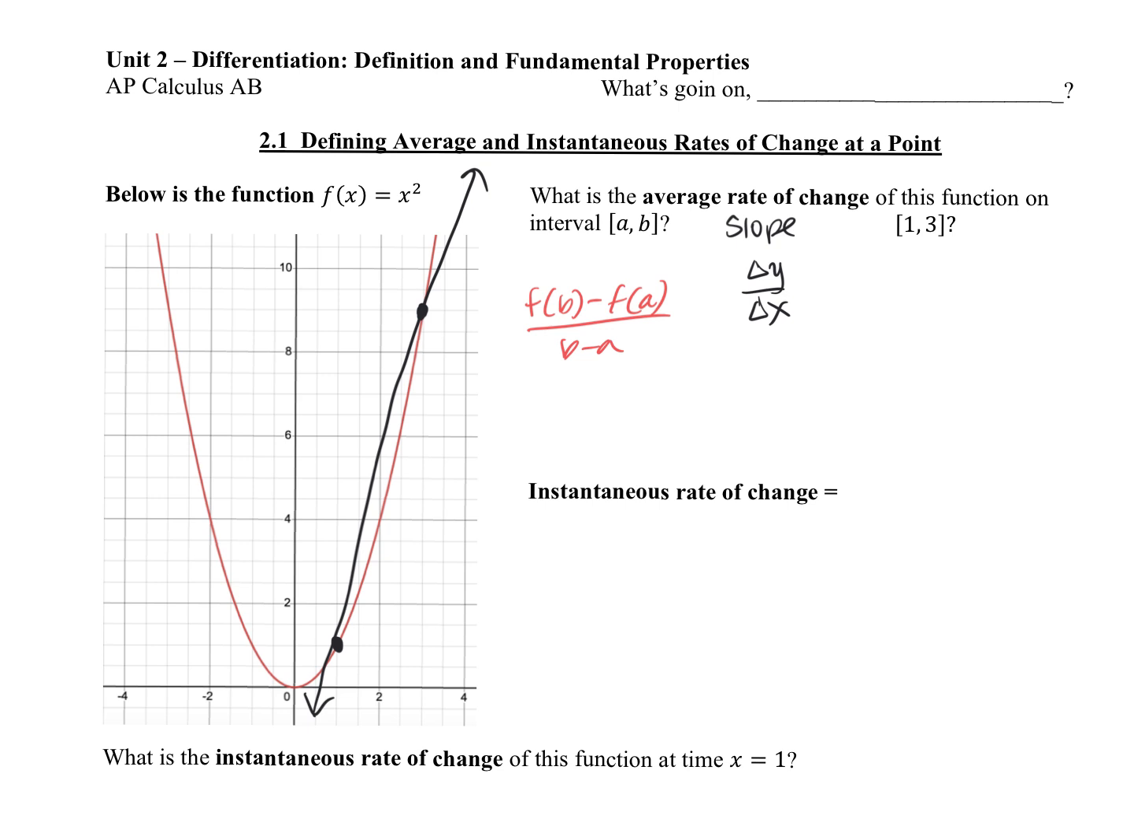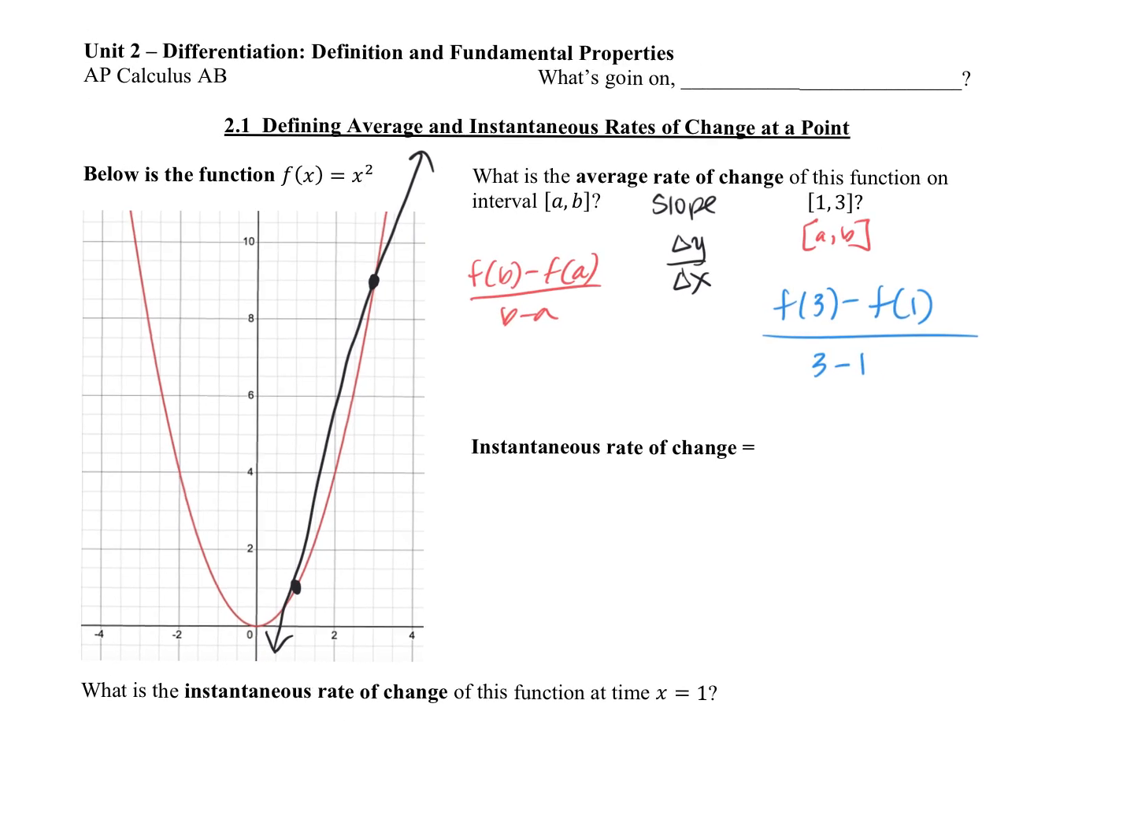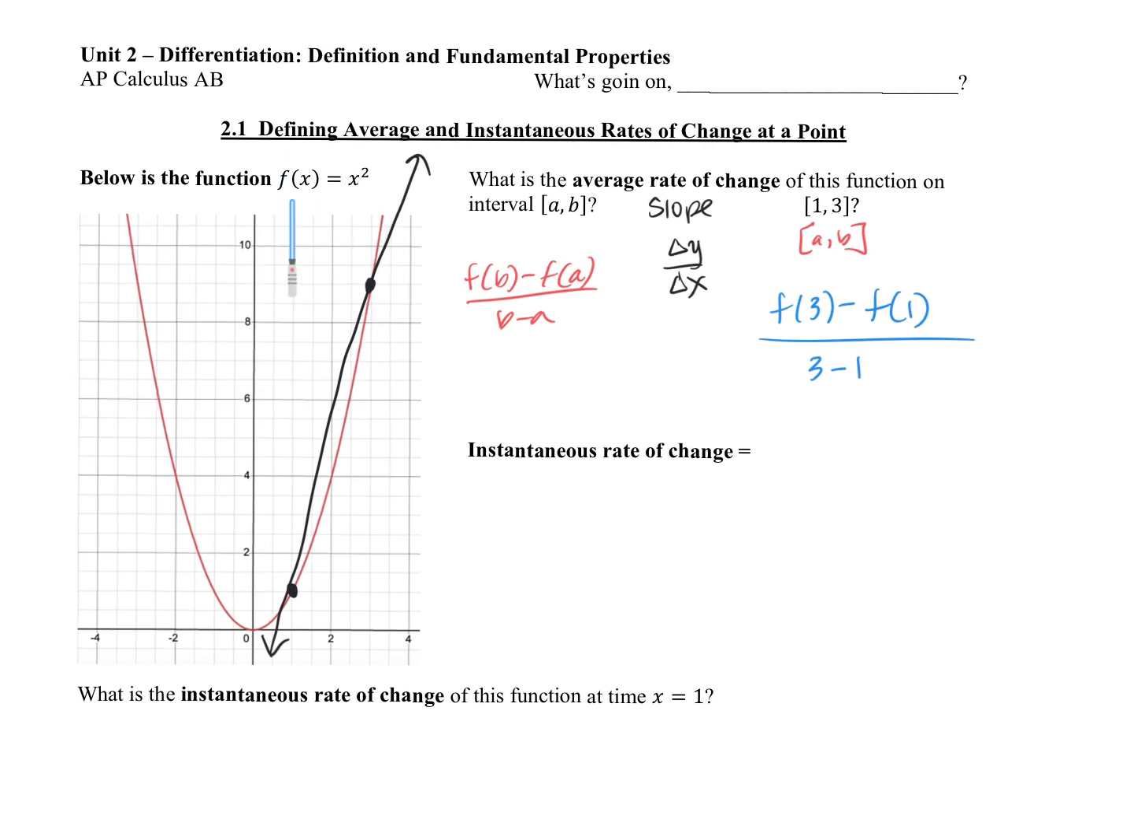So what would I do if my interval is from A to B, and in this case, that's 1 to 3? So what would throwing in 1 and 3 look like to this function right here, to this equation? F of 3, love it, minus f of 1, all over 3 minus 1. Perfect. Or you could just say 2, but I just like to say 3 minus 1. I love it. You guys, what is my function? I gave you my function here. My function is x squared.